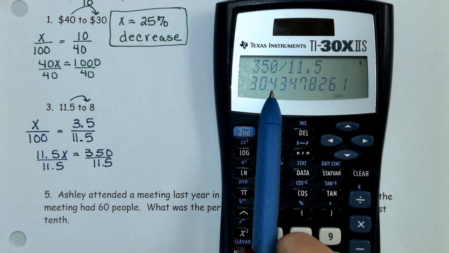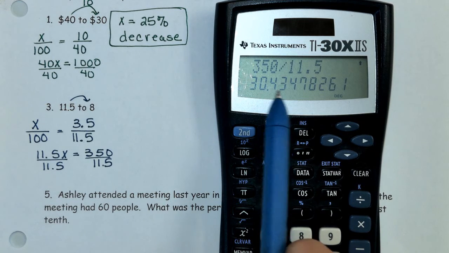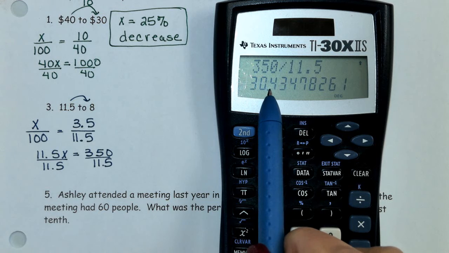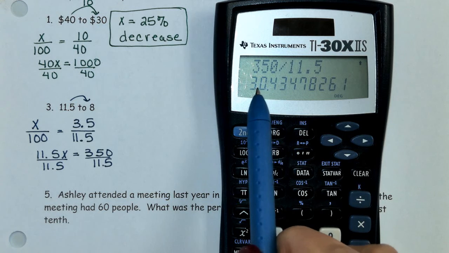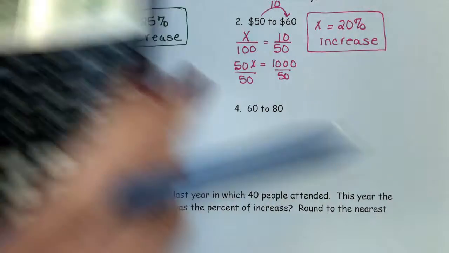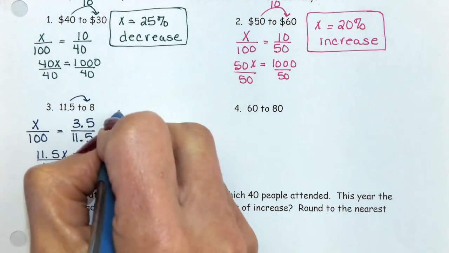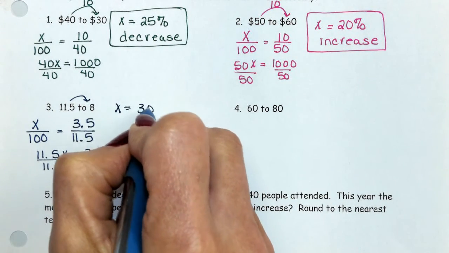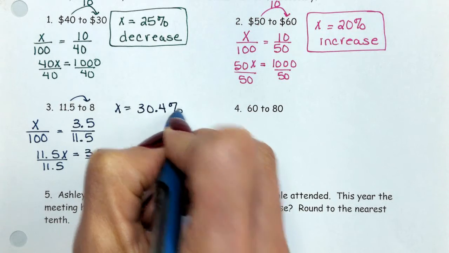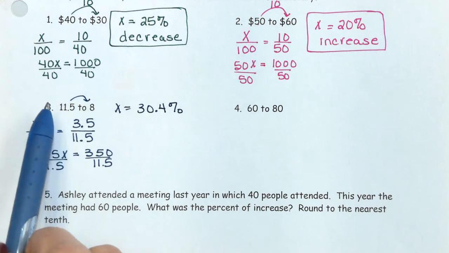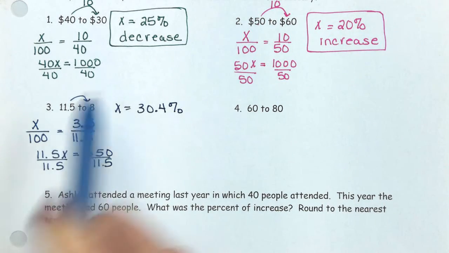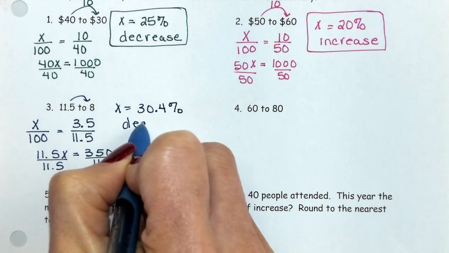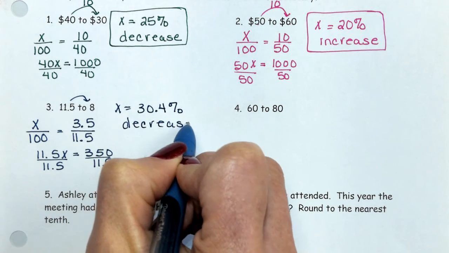I want to round to the nearest tenth, one decimal place. This 3 is not big enough to round up that 4. It has to be 5 or greater. So we're going to do 30.4%. So x equals 30.4%. Is it an increase or a decrease? Well, I went from 11.5 down to 8, so that is a percent of decrease.